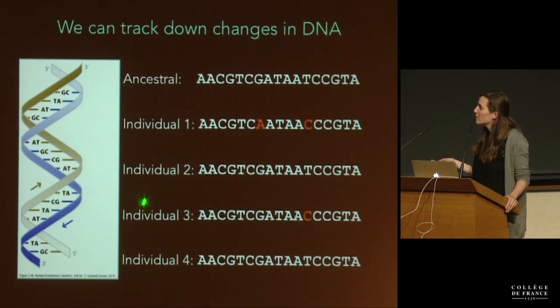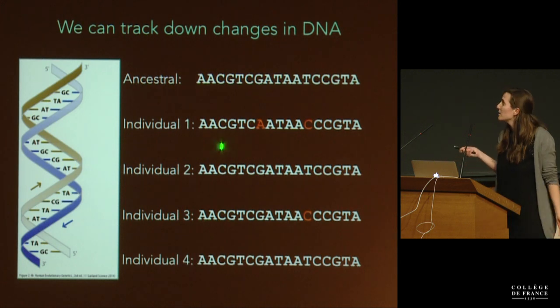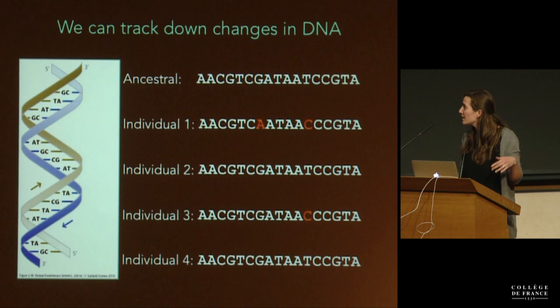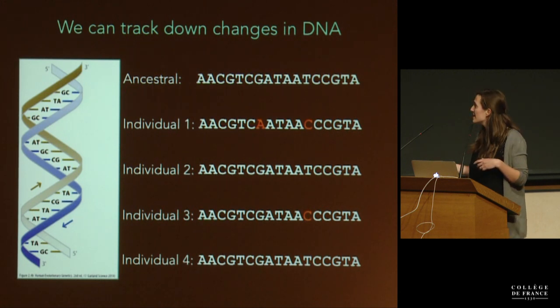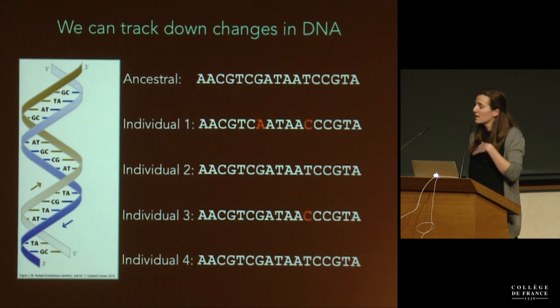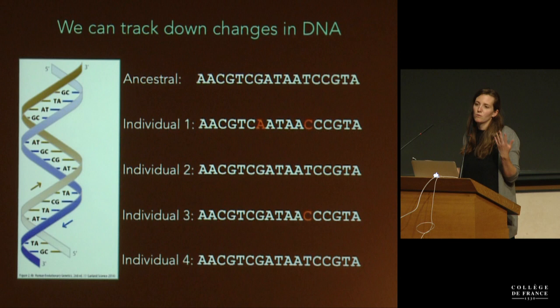Then you can have some individuals that are exactly the same as the ancestral sequence, but some individuals have mutated. You can see that individuals 1 and 3 share a C mutation, and individual 4 has another mutation. You can use this kind of data to infer which individuals are closer to each other than other individuals, and which mutations are older. Older mutations will be shared across many individuals and populations, and new mutations will be at low frequencies.